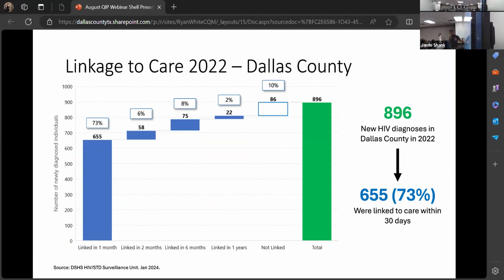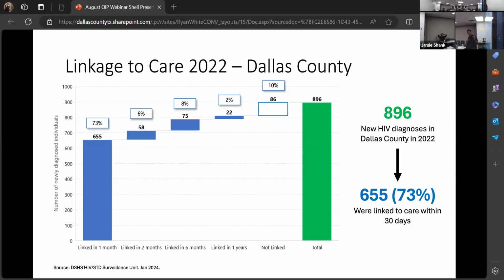Hello, everyone. Some of this data you might have seen before at some other presentations, so I'm going to try to move through a little quickly, but just highlighting linkage to care from an EHE perspective. This slide is just showing linkage to care within Dallas County, just the county, not the EMA or HSDA or anything like that, for 2022, which is the most recent data available. 2023 will hopefully be coming out soon from the state. But overall, 655 people, or 73% of new diagnoses, were linked to care within 1 month of diagnosis.